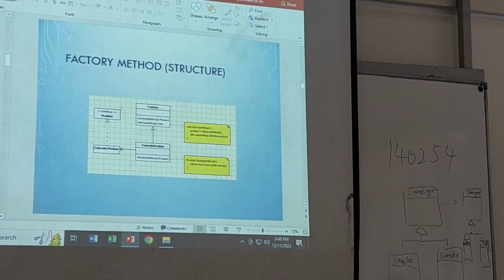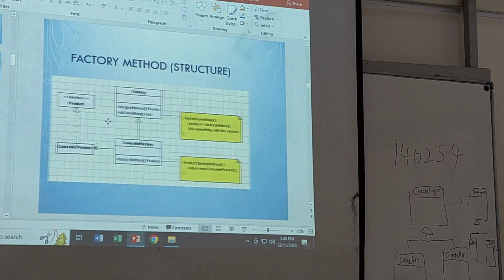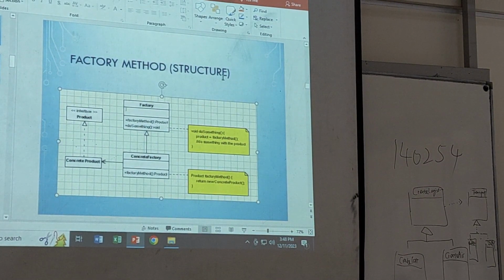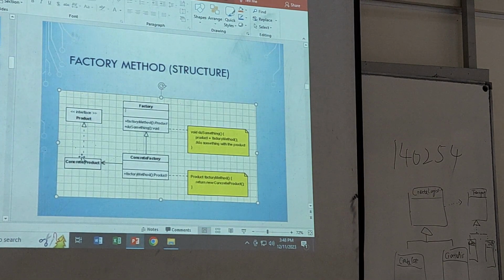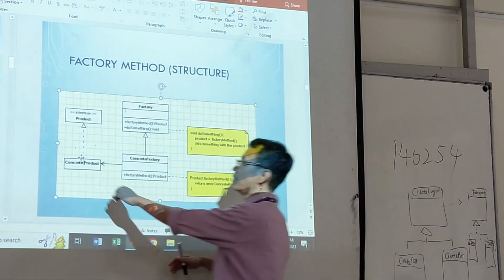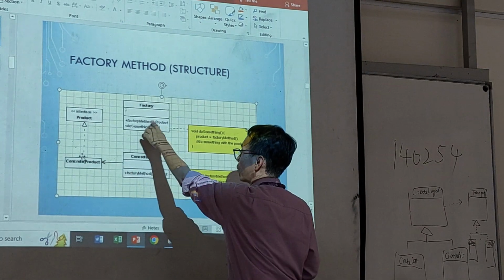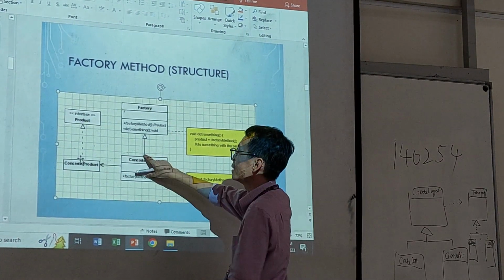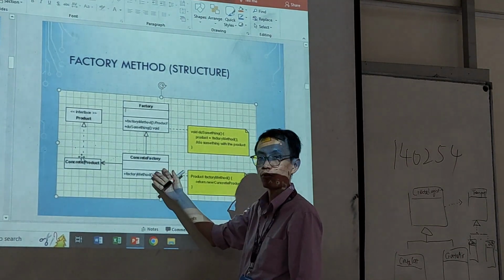This is the example of a class diagram to show the factory method. See that? So factory, concrete factory, concrete product, and interface. You can see the product here. The given one is an interface. It's an interface. Very nice. And this one, factory, creates concrete factory. This is the inheritance. Different types of object.